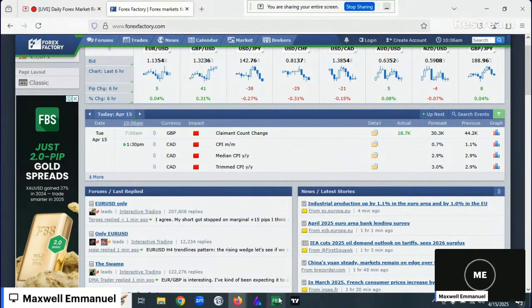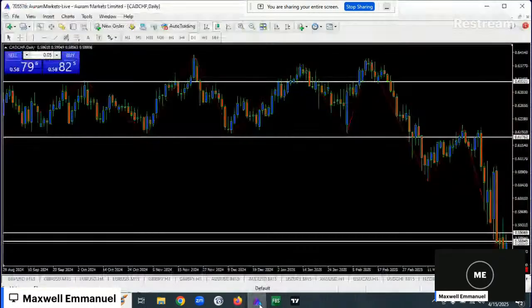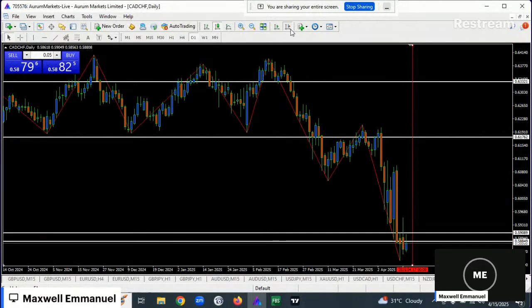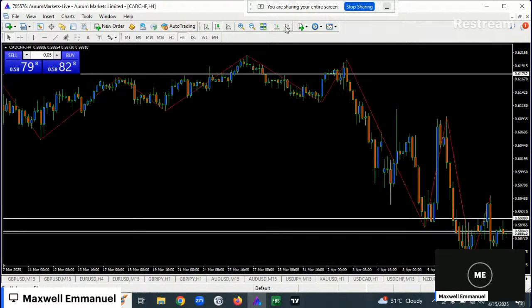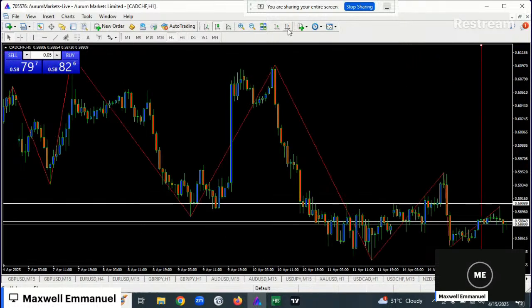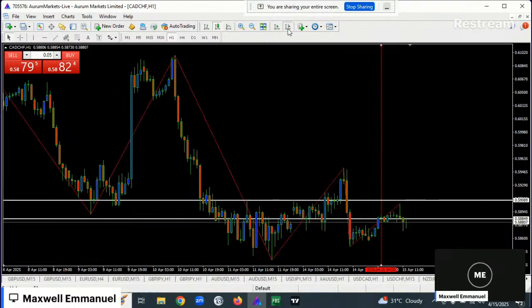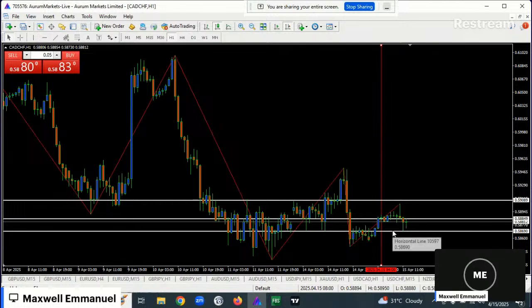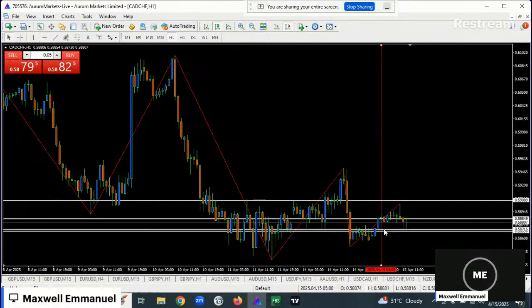Okay, so technically CADCHF is bullish. Technically, it is bullish. So you can see, I think it has created a fair value gap here. I think CADCHF is set for buy. It's created a fair value gap here. Can you see that? Price had pulled back to fill that fair value gap. And you see, this has played out on CADCHF.